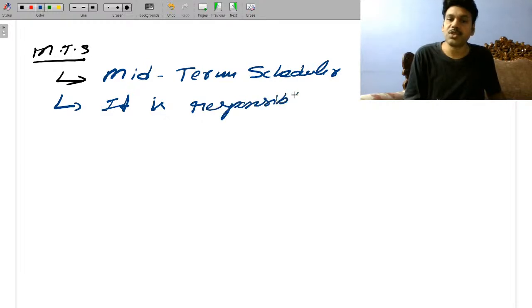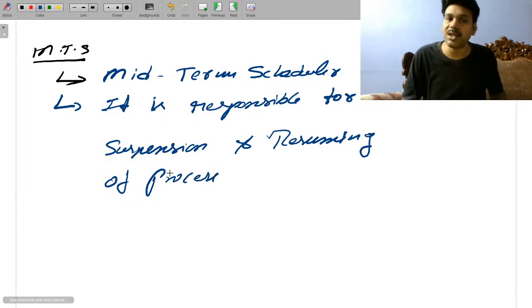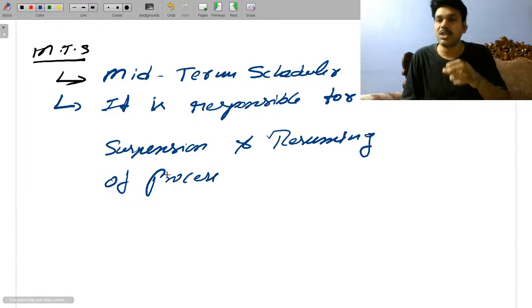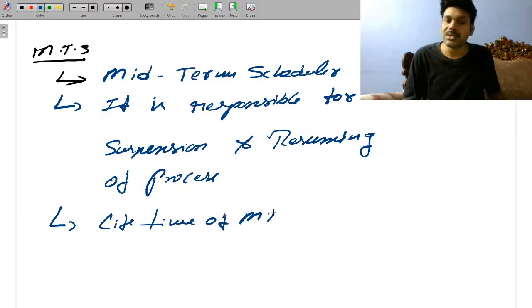It is responsible for suspension and resuming of process. That's why its lifetime is better than your STS, because sometimes it is suspended, sometimes it is being resumed. So the lifetime of MTS is medium.